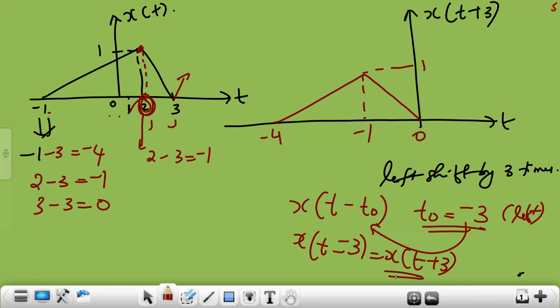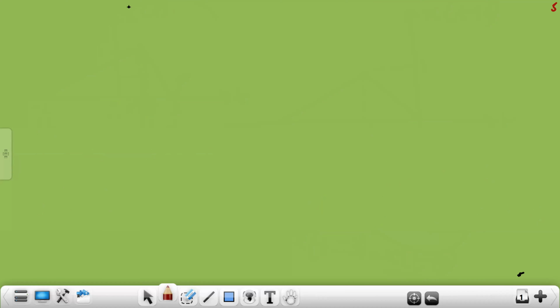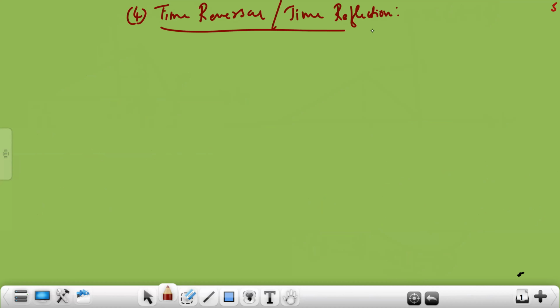Next topic, fourth one, is time reversal. As of now, we have done 3 different operations. The first operation was amplitude scaling, the second one was time scaling, the third one was time shifting, and the fourth one is time reversal. Time reversal is otherwise known as time reflection.